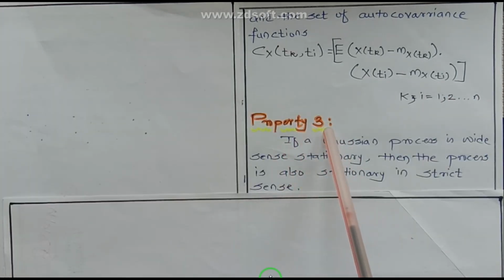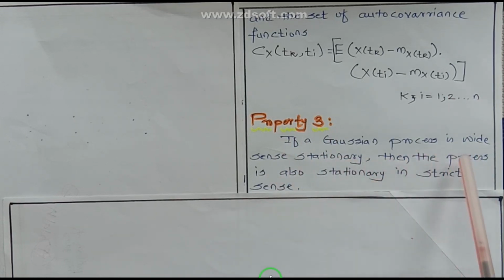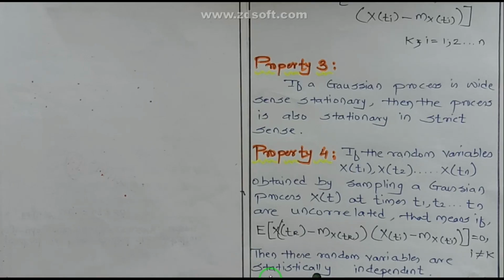Then the third property: if a Gaussian process is wide sense stationary, then the process is also stationary in the strict sense. We have seen the difference between wide sense stationary and strict sense stationary. So now the last, fourth property.